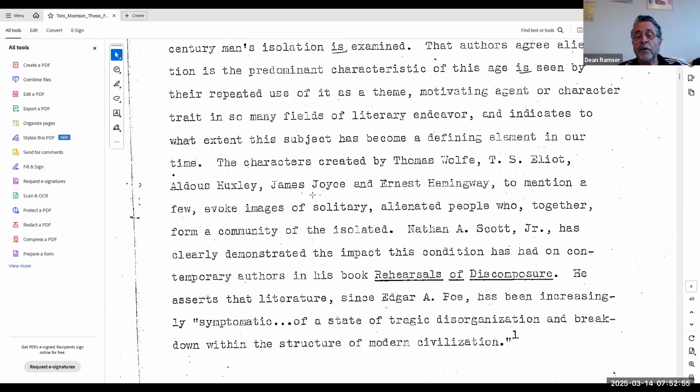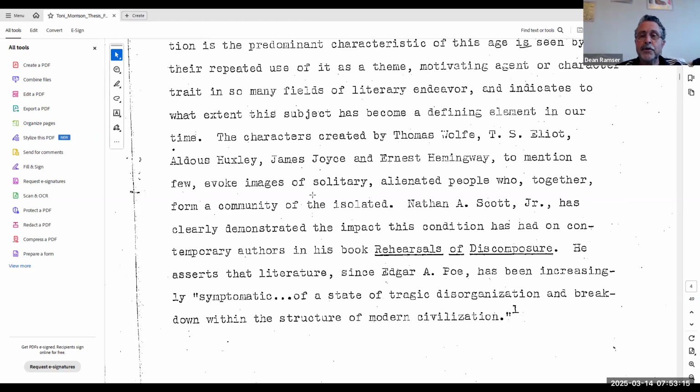The characters created by Thomas Wolfe, T.S. Eliot, Aldous Huxley, James Joyce, and Ernest Hemingway, to mention a few, evoke images of solitary, alienated people who together form a community of the isolated. Nathan A. Scott Jr. has clearly demonstrated the impact this condition has had on contemporary authors in his book, Rehearsals of Discomposure.